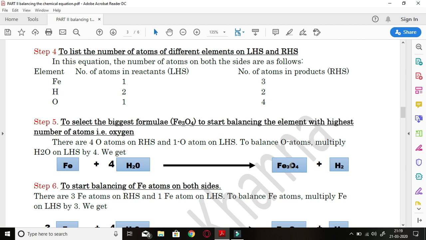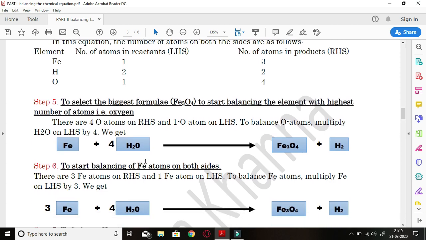If you look at the original equation, you will find that there is only one oxygen. This 4 we have put later on. Oxygen is only one on the left hand side, whereas on the right hand side they are 4 in number. That's why, so as to balance them together, we have put a 4 in front of it. Right? Now next step is to start balancing of iron atom on both the sides.